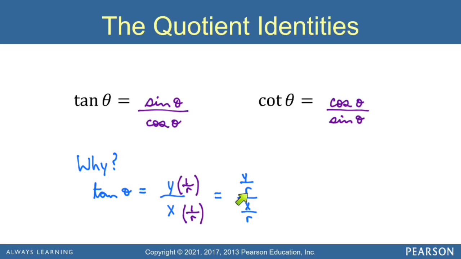Now y over r is the definition of the sine of theta, and in the denominator, x over r is the definition of cosine of theta. So now you can see the tangent of theta equals the sine of theta over the cosine of theta. And you could do the same thing for the other quotient identity and it would work exactly the same way.